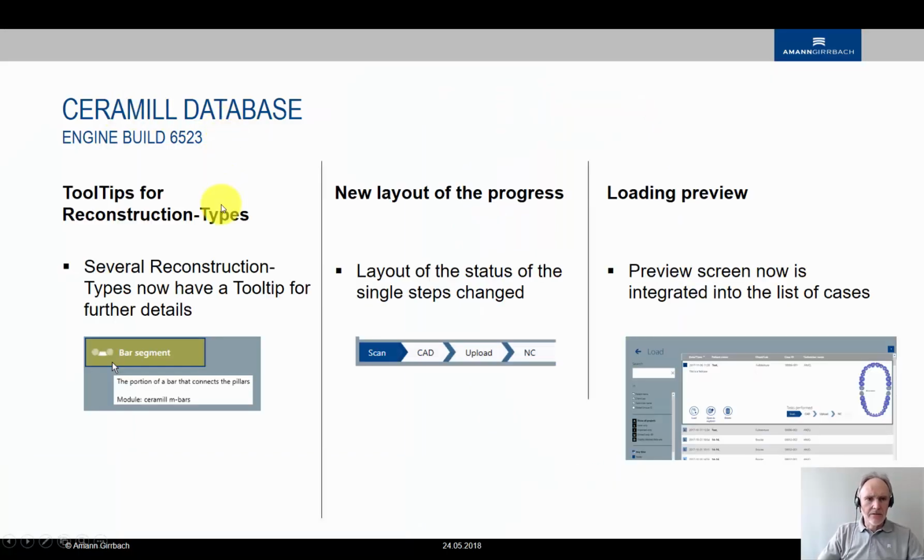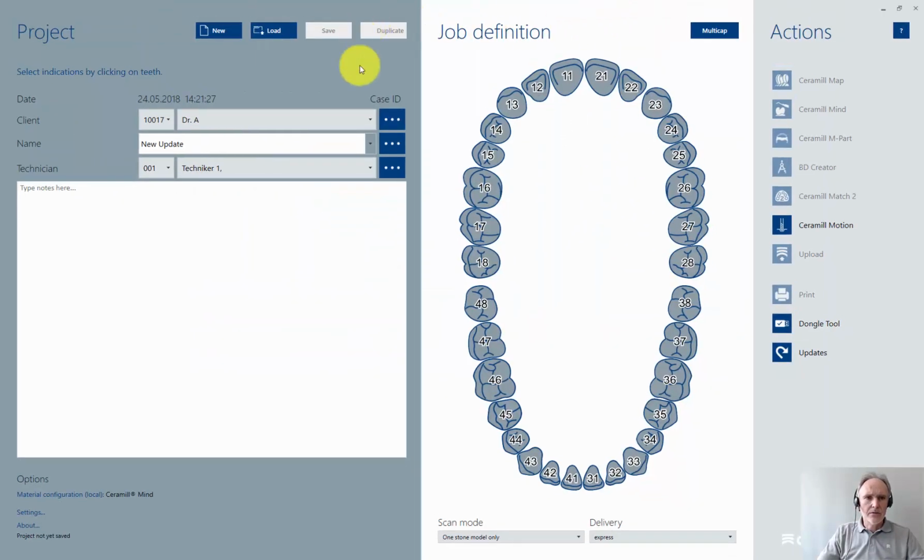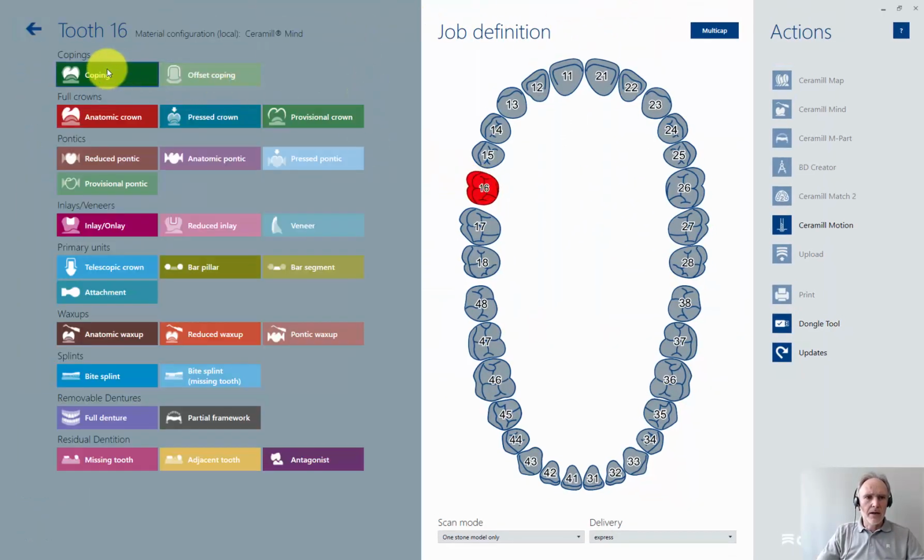If you are in the database in the cockpit and you type in the construction types, you will see that we have now several tooltips in the database. For example, when you move the mouse over the copings, you get additional information about every indication where you place the mouse. You get the information.